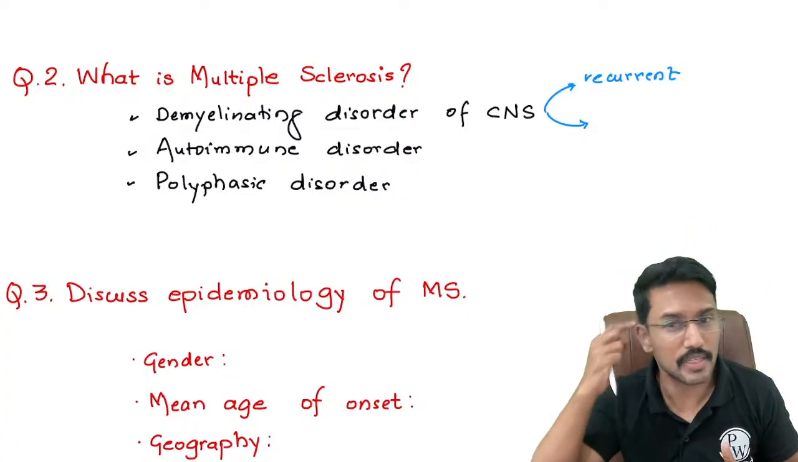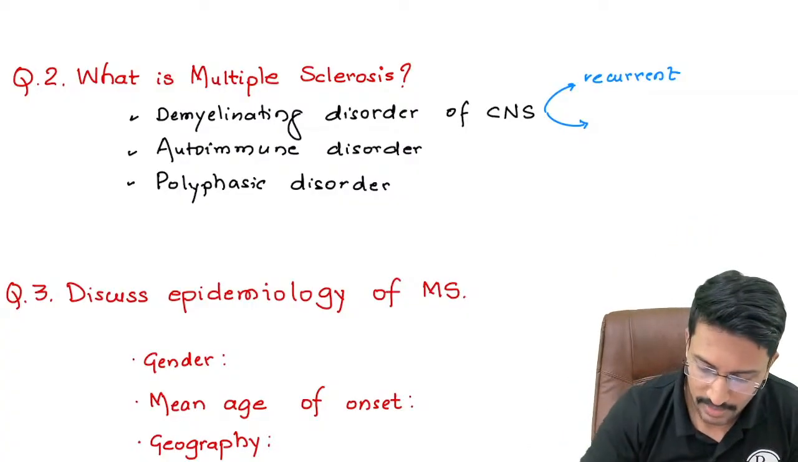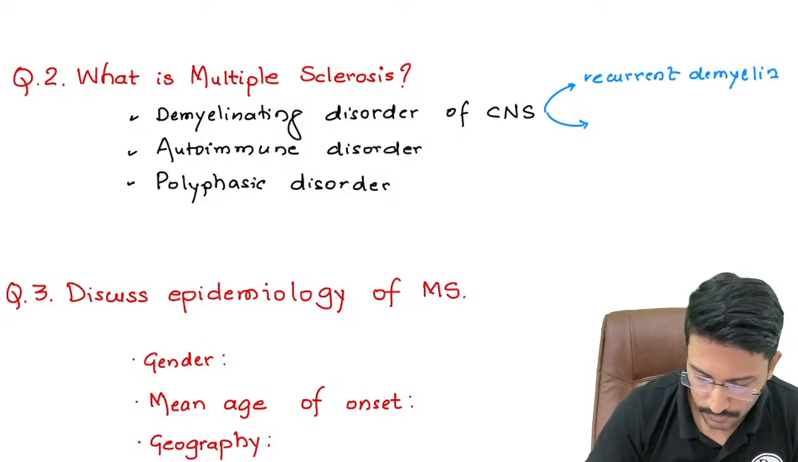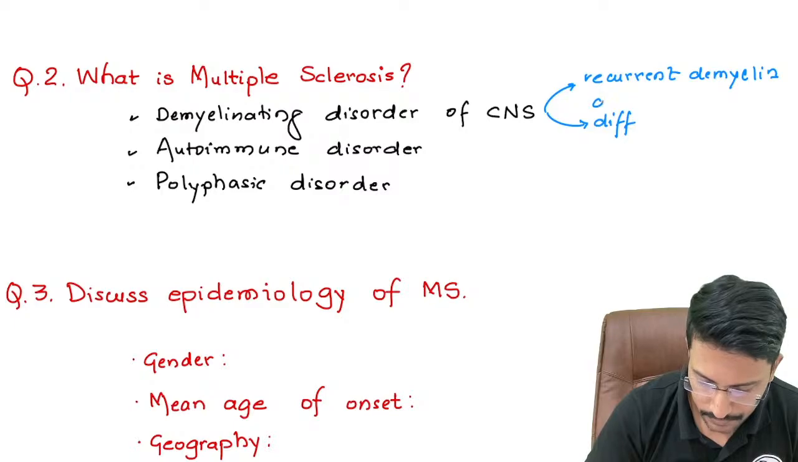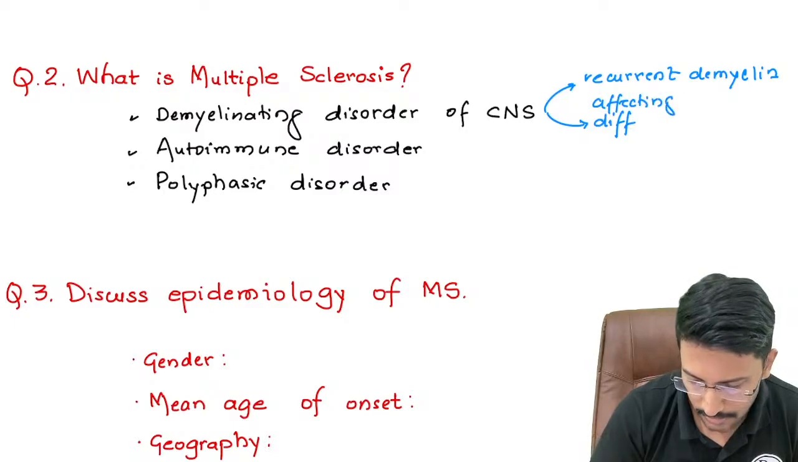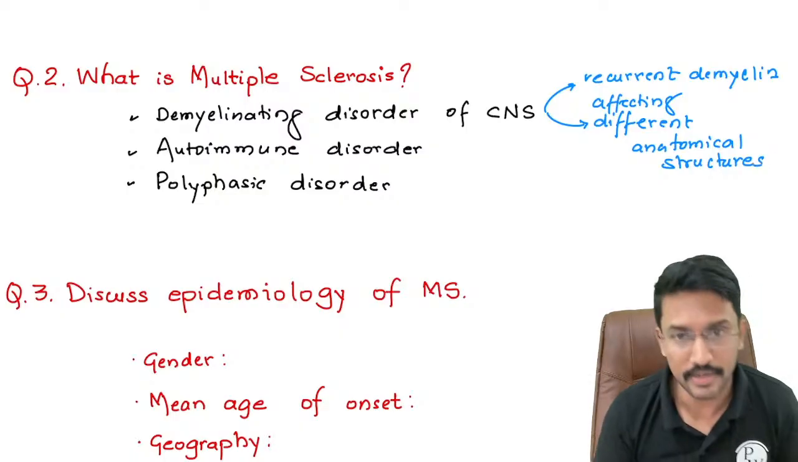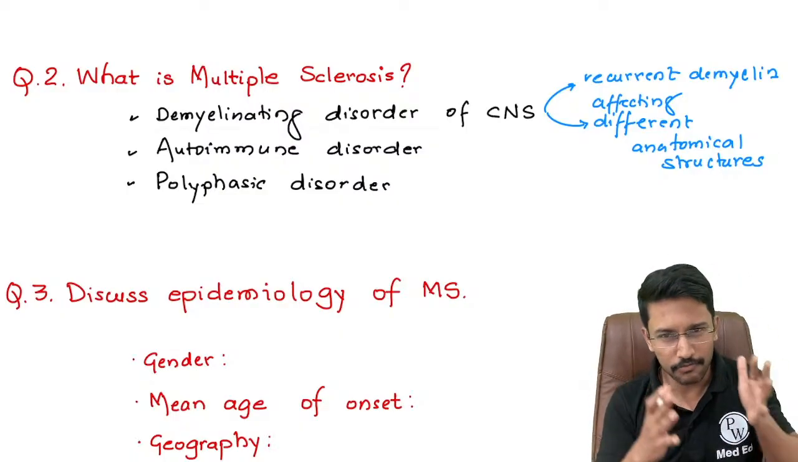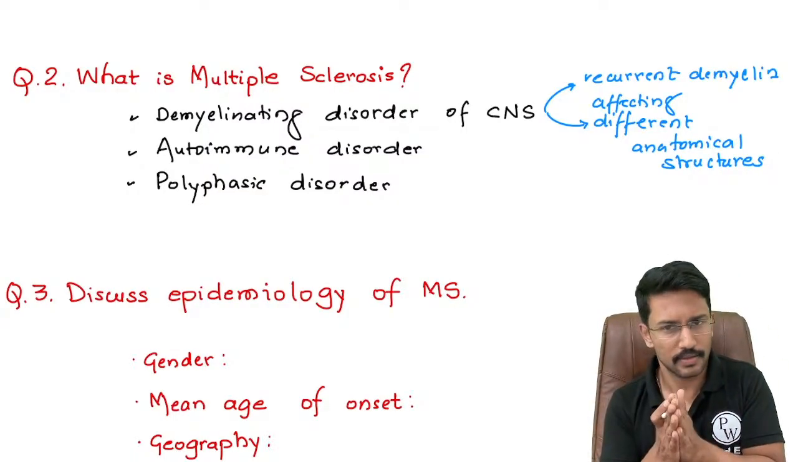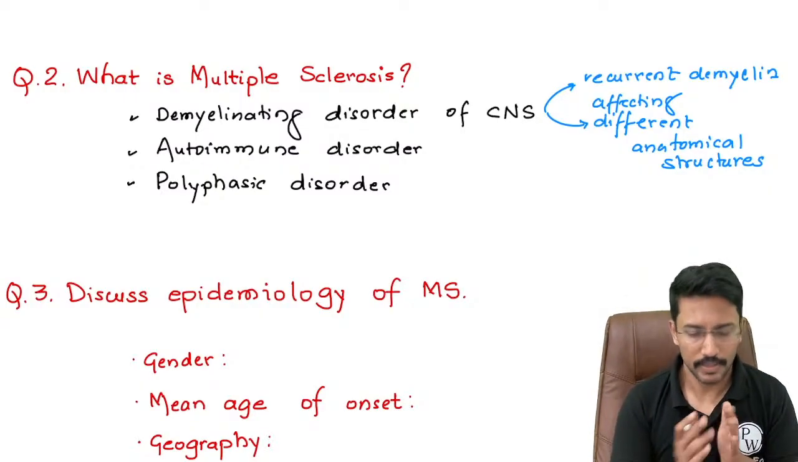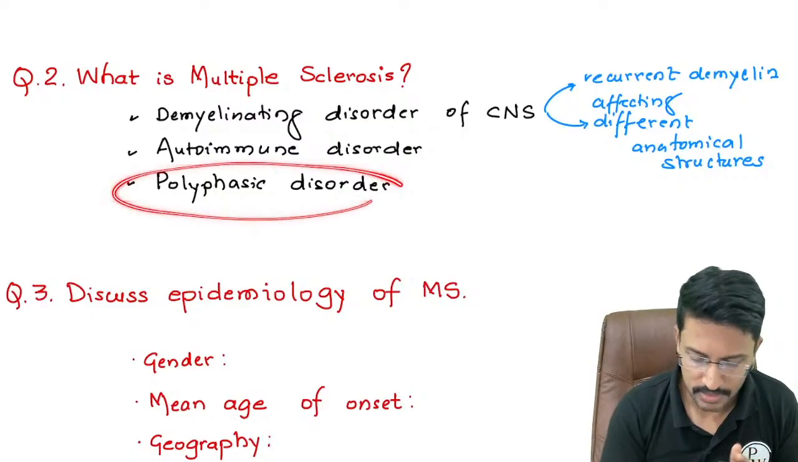So it is not affecting the same site again and again, right? It is a recurrent demyelination affecting different anatomical structures. It is not affecting the same anatomical structures every time. And because of that, the symptoms are also going to vary every time the patient develops a demyelination. Every time they're not going to come with the same symptoms. Symptoms are going to depend on which structure is affected by the demyelination, right? So now we know why it is called a polyphasic disorder.